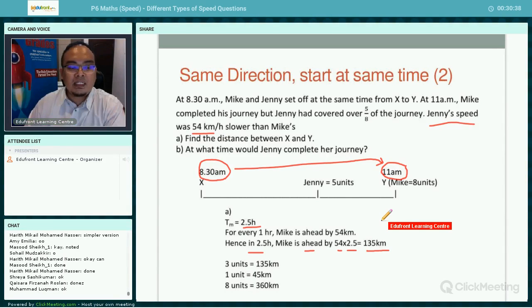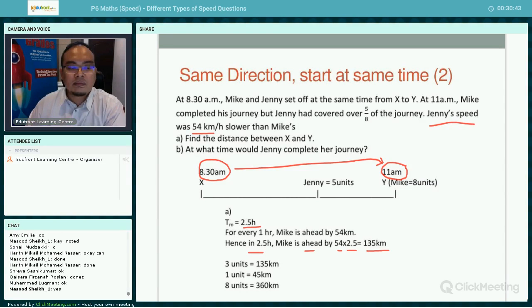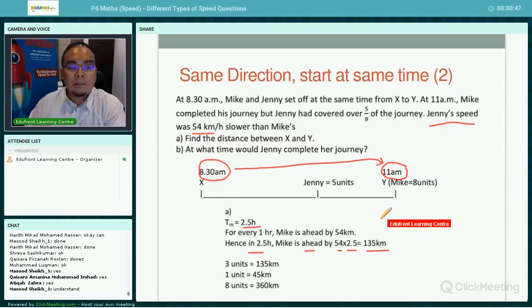Okay, you understand this part, everyone? Or you want me to repeat? You understand, Kaishara? Very good.